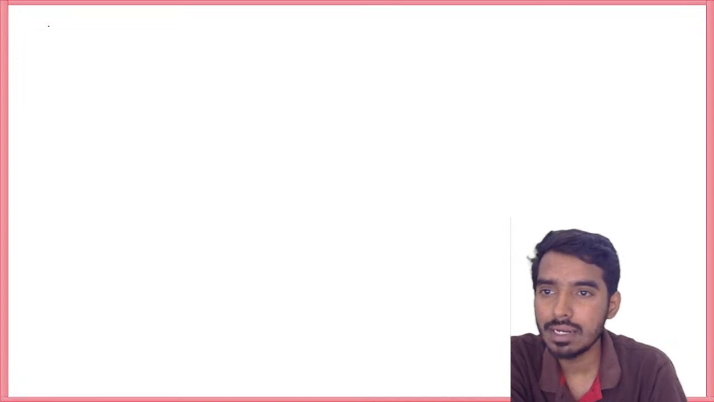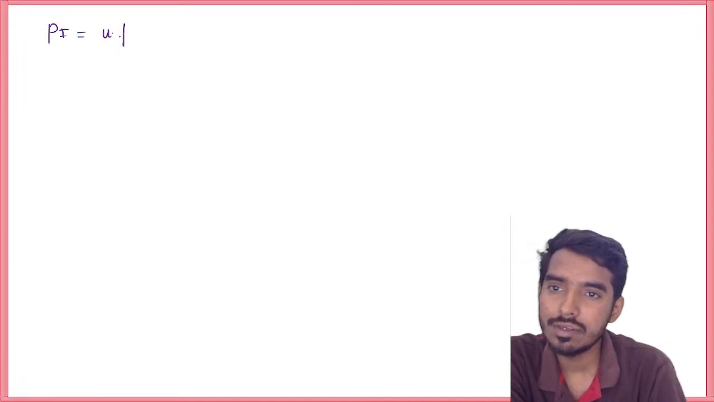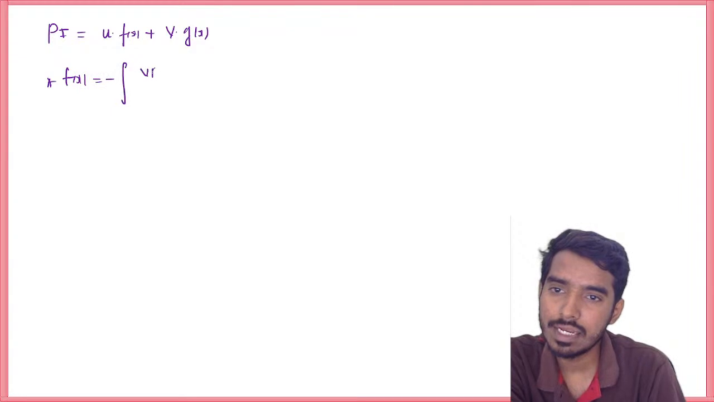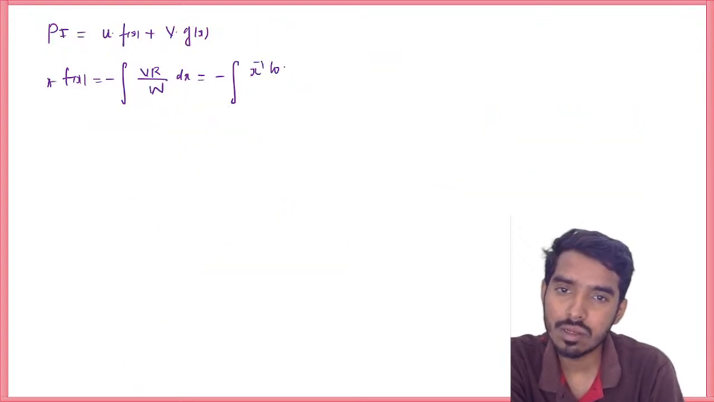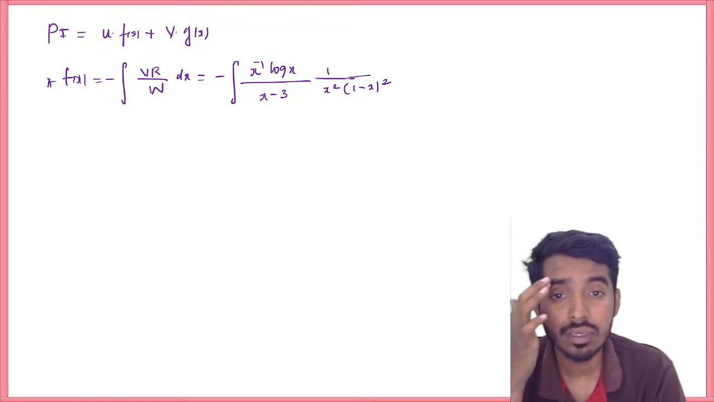Now we will find the particular integral, nothing but u into f of x plus v into g of x. What is f of x? Integration of minus v r by w dx. So what is v? v is minus 1 log x, divided by w. What is w? W is x power minus 3. What is r? R is 1 by x square, x whole square, right? 1 whole square. Now we need to simplify, right? We need to simplify.